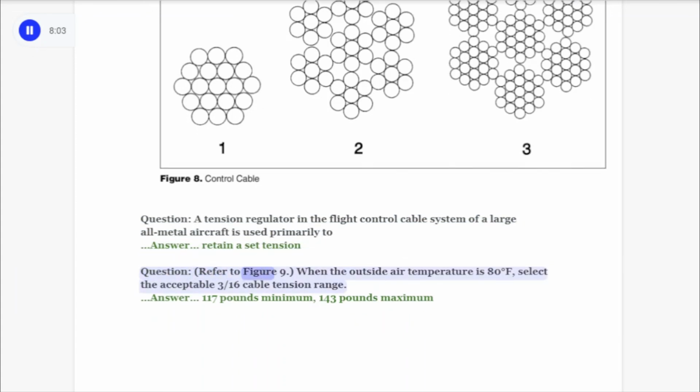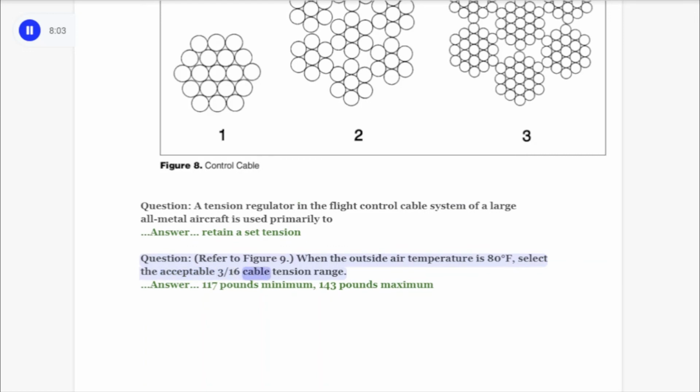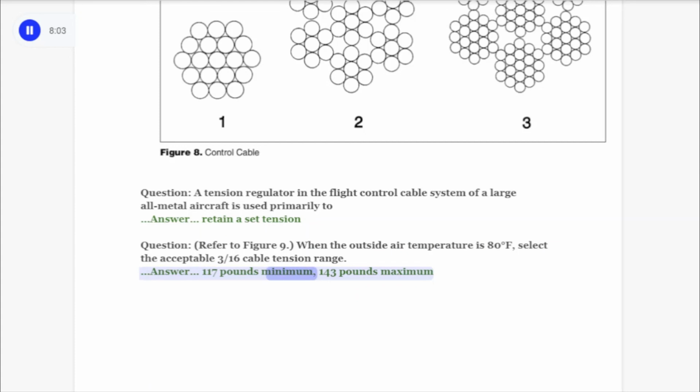Question: refer to Figure 9. When the outside air temperature is 80 degrees Fahrenheit, select the acceptable 3/16 cable tension range. Answer: 117 pounds minimum, 143 pounds maximum.